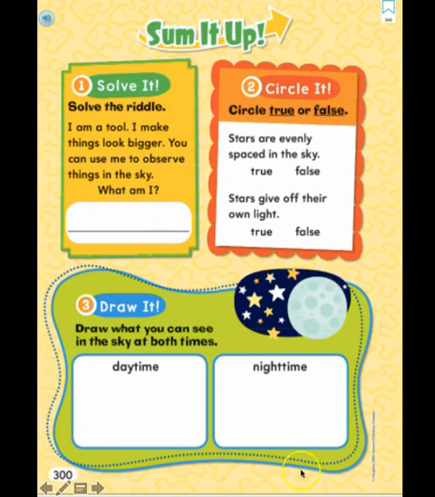Down at the bottom, number 3 says draw it. Draw what you can see in the sky at both times. So what can you see in the daytime sky? And what can you see in the nighttime sky? Pause your video until you're done with your drawings, and then we'll move on.